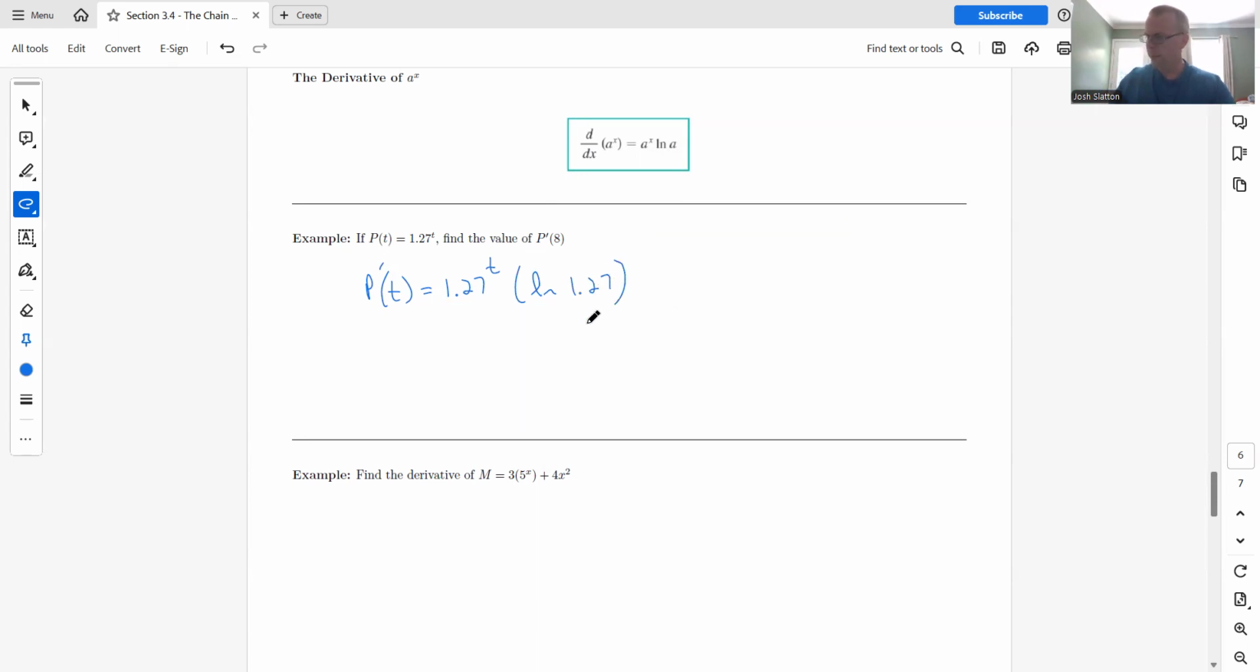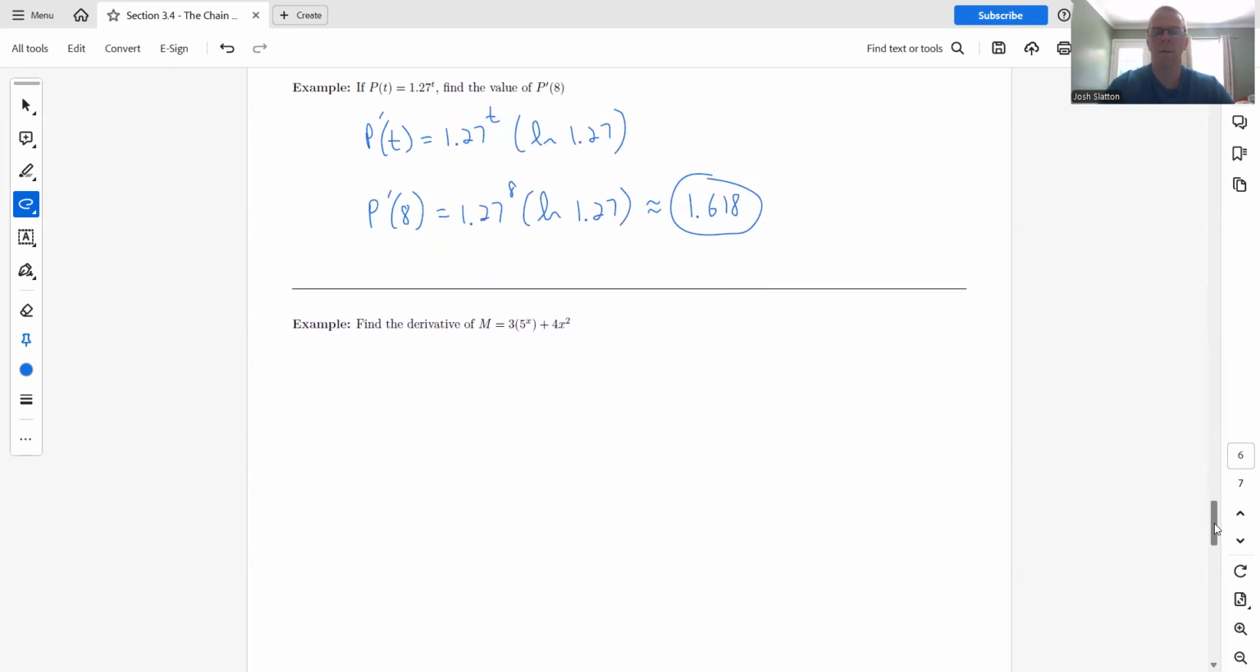And if we plug in 8, so p prime of 8 would be 1.27 to the 8th times ln of 1.27, and that is approximately 1.618. All right, so this one is a very, very simple one to do. Hopefully you use it enough to where it's simple to remember. It's one of those that you may not use as much as other ones, and so the hard part may just be remembering it, but it's pretty simple to do.